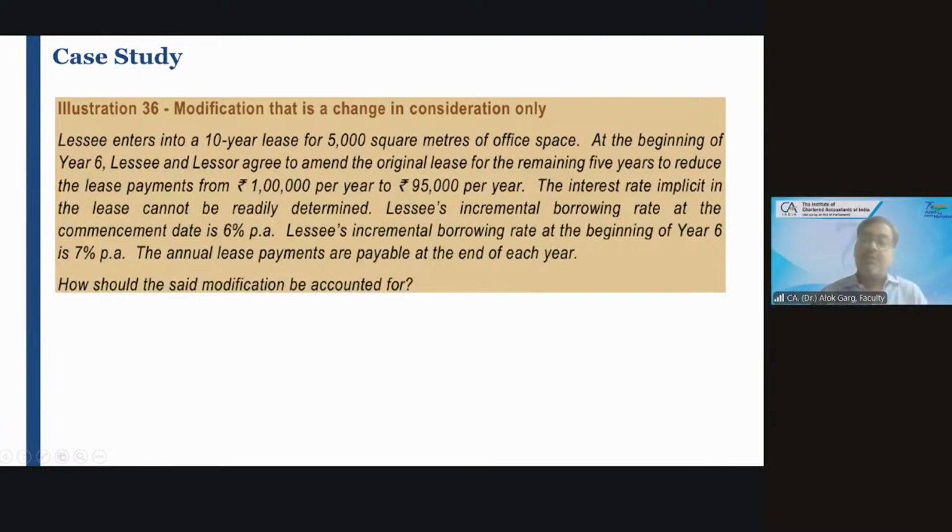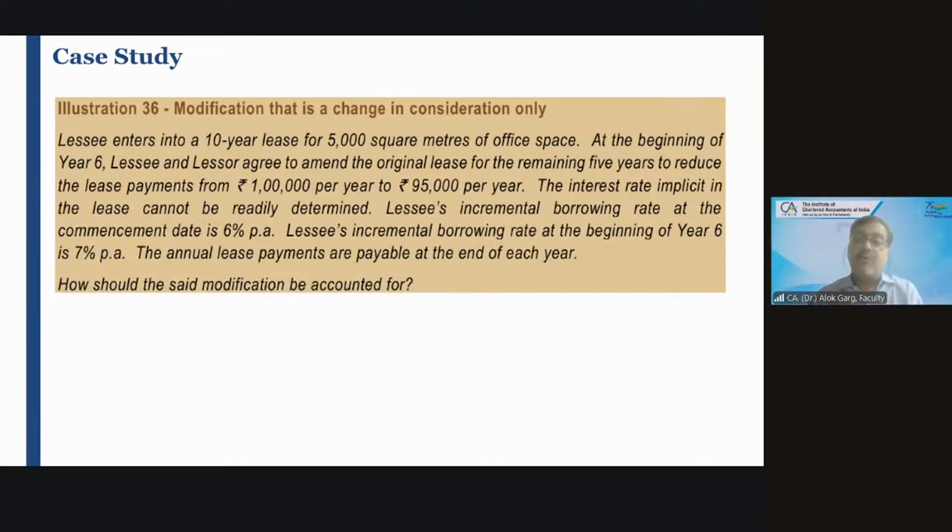Then, friends, you need to compute the carrying value of the lease liability. How to compute it? You need to add interest cost minus lease payment. This will give you the closing balance of the lease liability. So this ROU and lease liability need to be computed on the modification date.